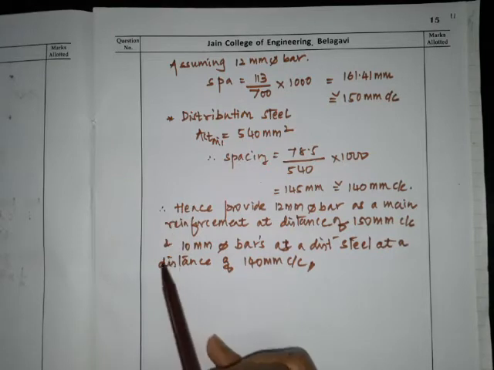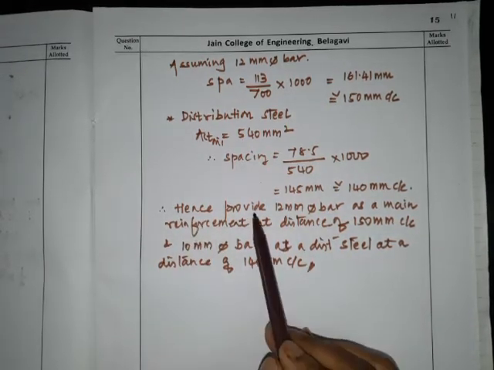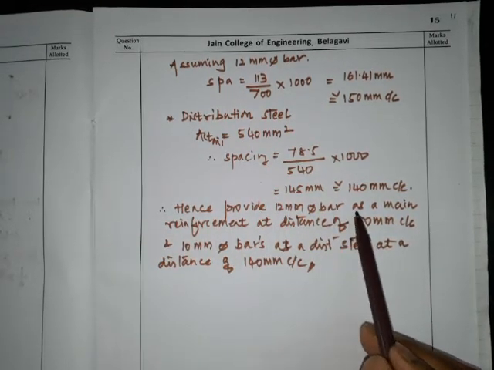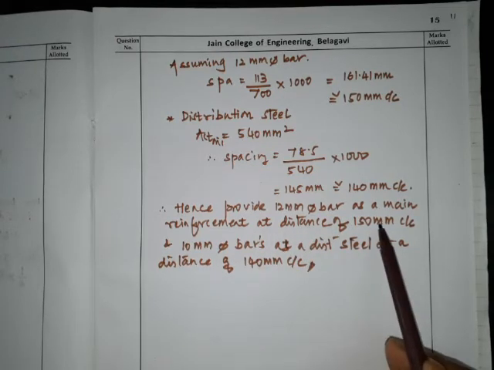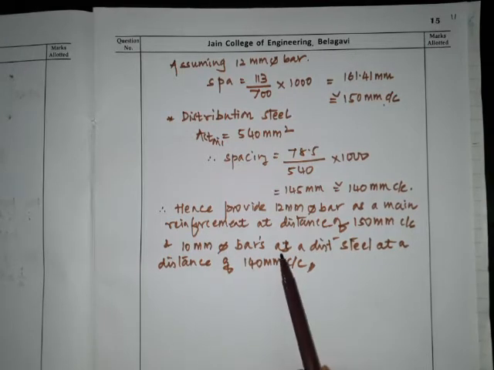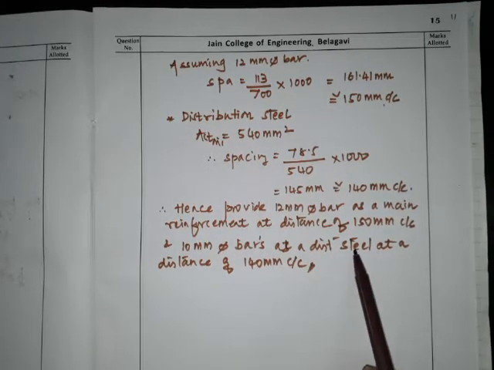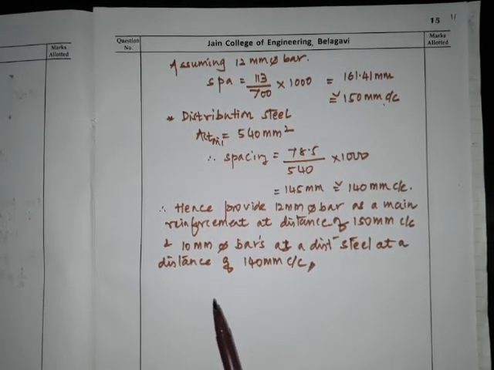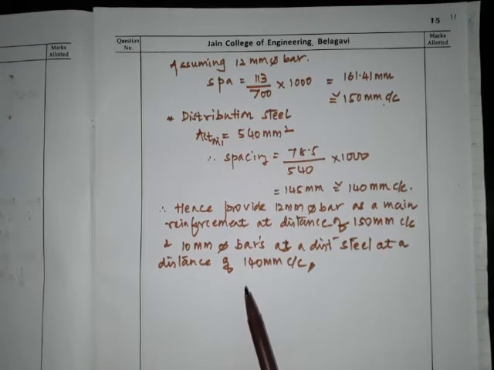So therefore I have given a statement here. Hence provide 12 mm dia bar as a main reinforcement at a distance of 150 mm center to center. Correct? Then 10 mm dia bars as a distribution steel at a distance of 140 mm center to center. So this is regarding design of heel slab.